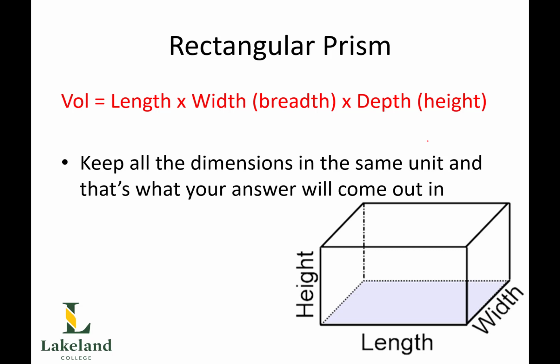And as we've seen earlier, we have to keep our dimensions all in the same unit. So they all have to be meters, or they all have to be centimeters, or millimeters, etc. We can't mix and match. So if we do get mixed values, convert them all to the base units, and then multiply them out.